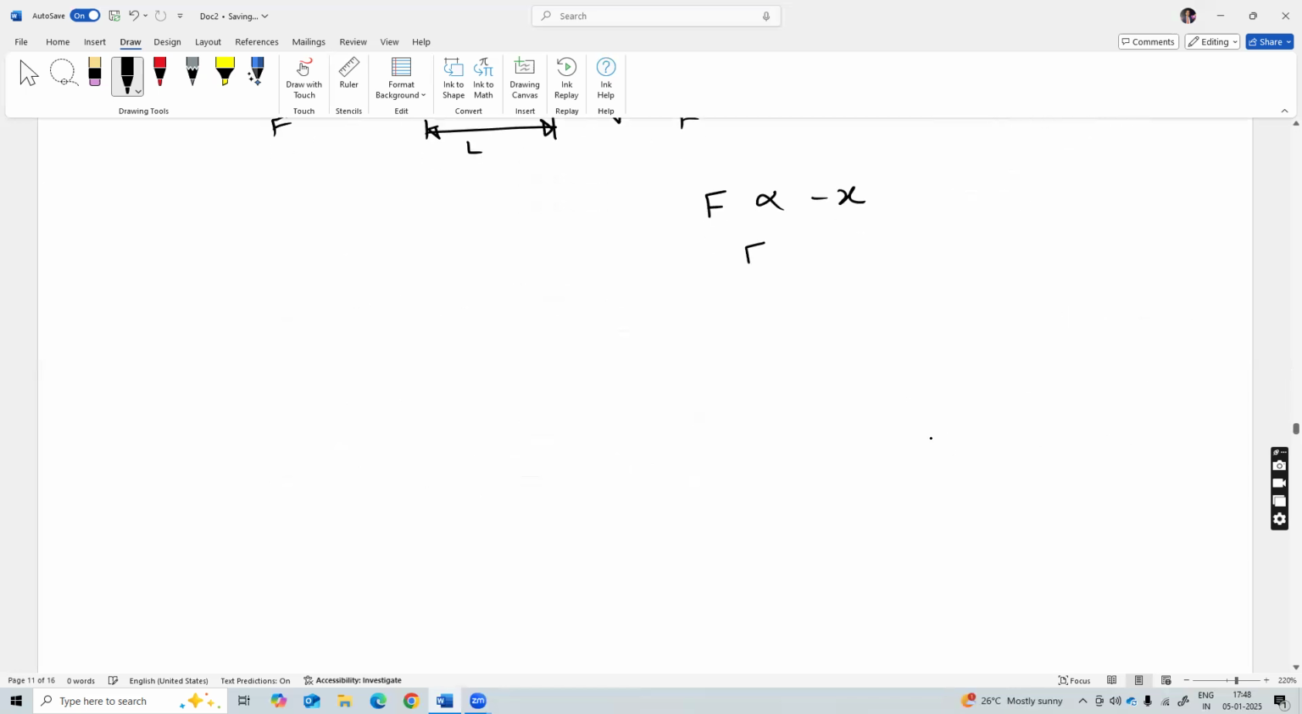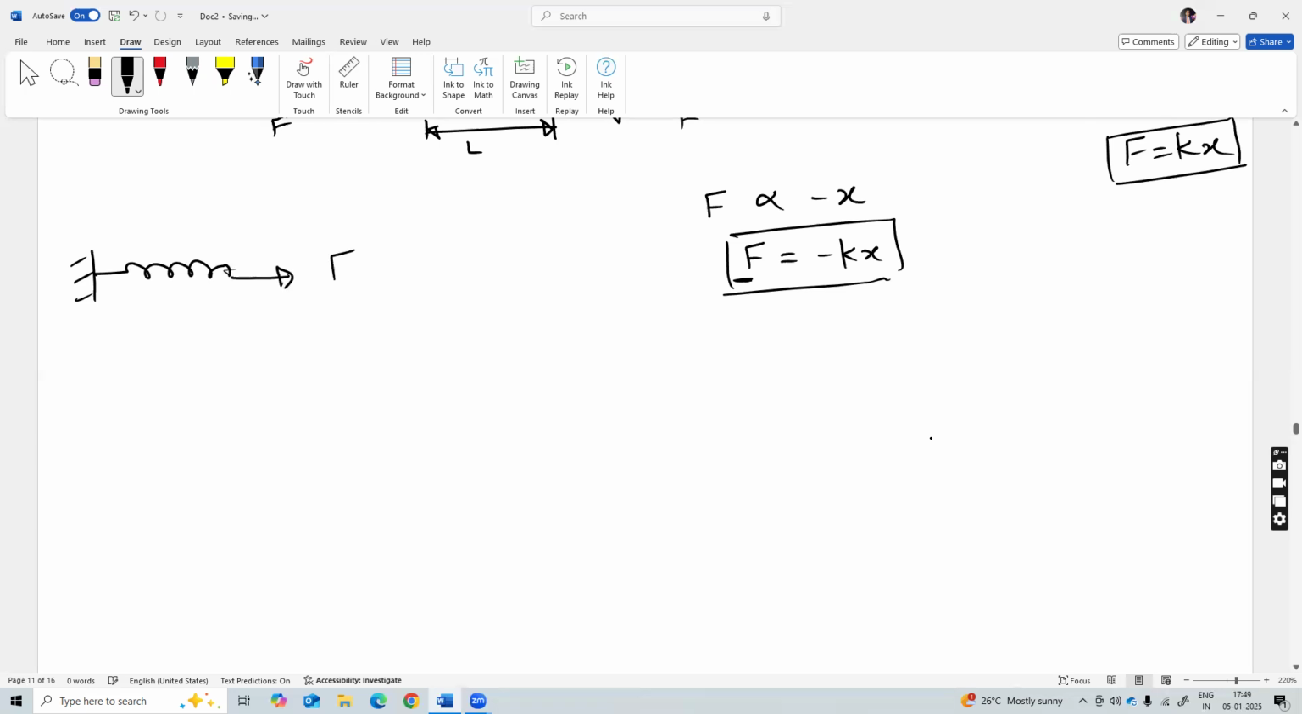Okay, so finally it became F equal to minus kx. This is Hooke's law. Here F is the restoring force. The restoring force acts opposite to the force you have applied. In general, whenever you use the equation F equal to kx, we will generally consider the applied force.